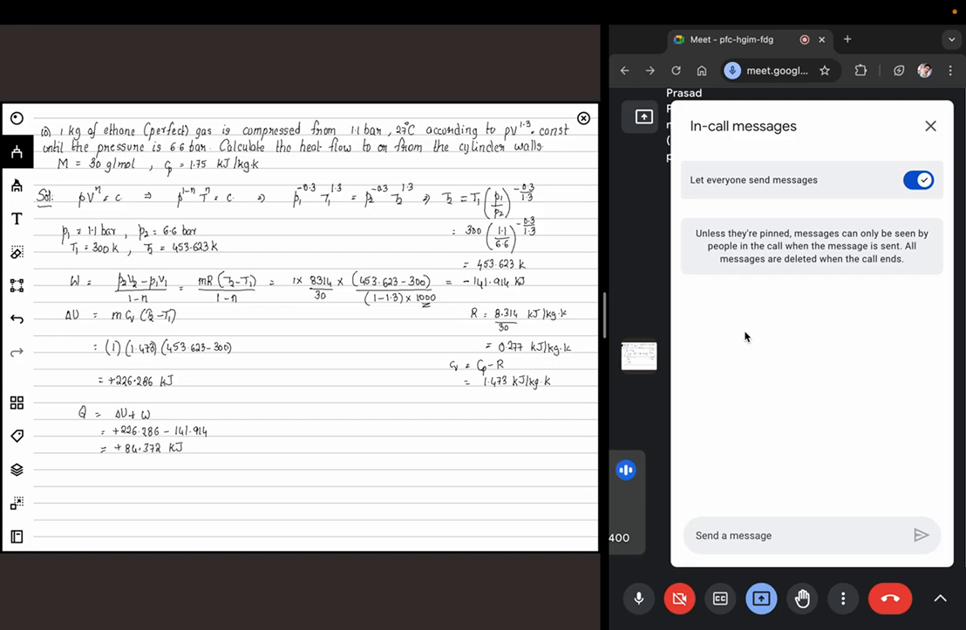Or if you want to directly remember a formula, you can calculate Q from the original equation also. If you want to derive it, how do you go about it? W is given by mR delta T by 1 minus n, and delta U is given by mCv delta T. So your Q will be given by delta U plus W, which will be m delta T times R by 1 minus n plus Cv. You can write Cv as R by gamma minus 1.